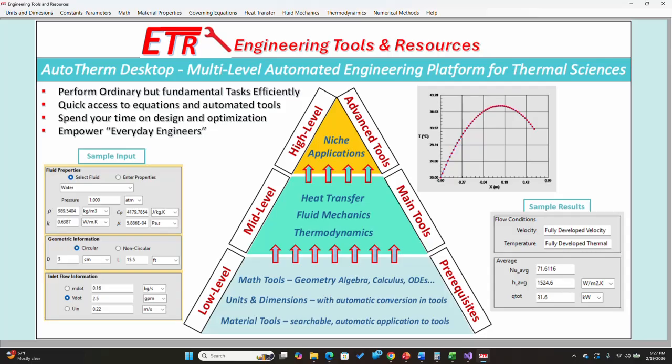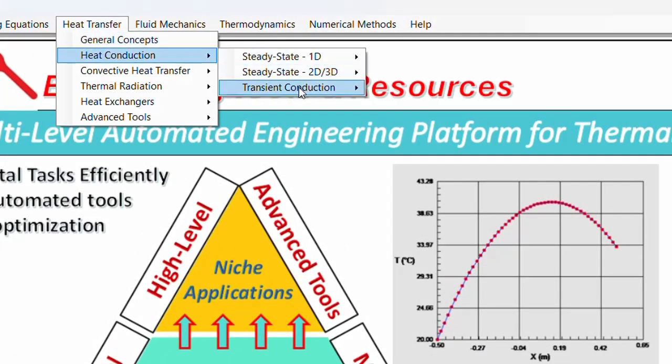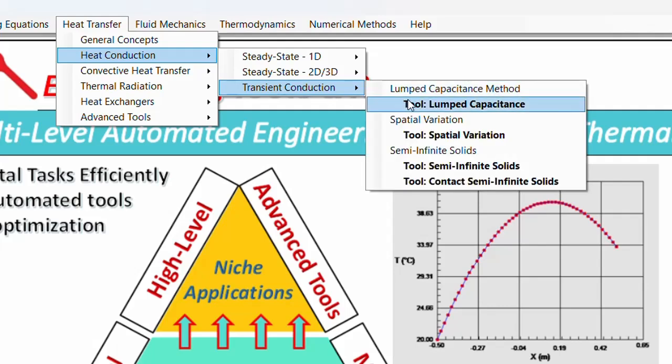Similar automated tools are available for all topics in heat transfer, fluid mechanics, and thermodynamics. As you can see, they are correctly positioned and easily identifiable. Let's say, as an example, we're looking for tools for transient conduction heat transfer. So if you go to heat transfer, we go to the chapter on heat conduction, transient, and we can see there are tools for lumped capacitance method right under its resources, spatial variation under its resources, and so on.